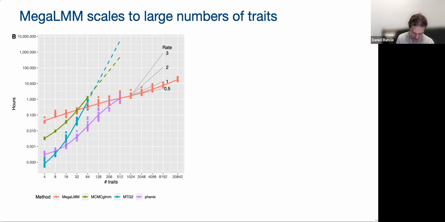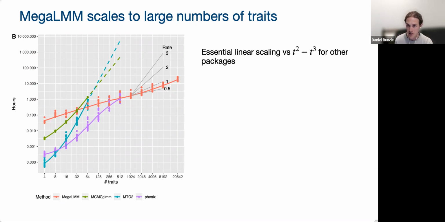aware of. On the x-axis here, we have the number of traits per line in a data set, and on the y-axis, the number of hours it took for that model to converge. MegaLMM is approximately linear scaling for up to 20,000 traits, while the other models scale quadratically or cubically, and so take many hours for many fewer numbers of traits, and become not practical at all for larger data sets.